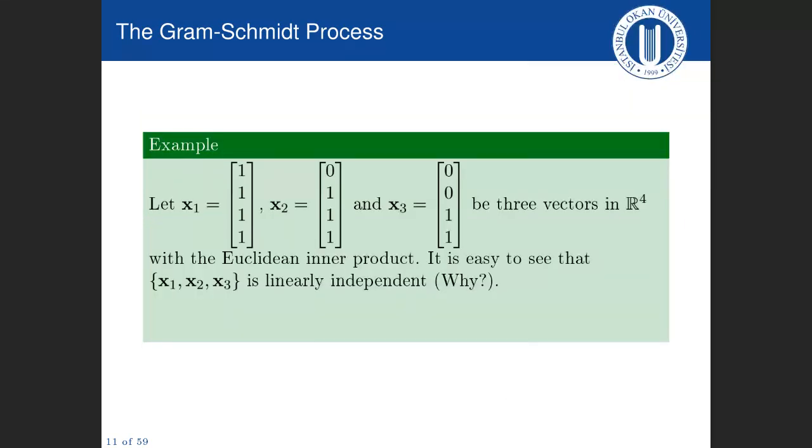Let's do another example. Let x1 be the vector 1, 1, 1, 1, x2 be the vector 0, 1, 1, 1, x3 be the vector 0, 0, 1, 1. And these are vectors in R4, and we're going to be using the Euclidean inner product or dot product on R4. It's easy to see that these three vectors are linearly independent, but why? I leave that for you to think about. Ask me on the discussion forum later if it's not clear to you.